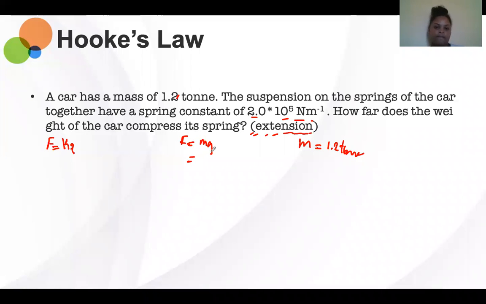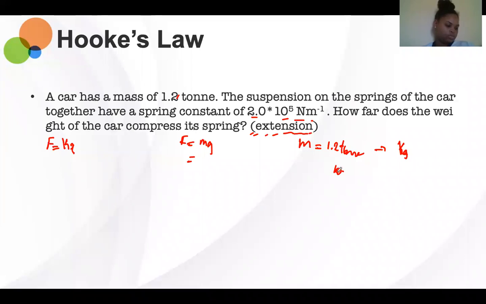F equal mg. Now m here is 1.2 tons, but we need to convert this to kilograms, right? Convert to kilograms. Not the best handwriting. So 1,000.